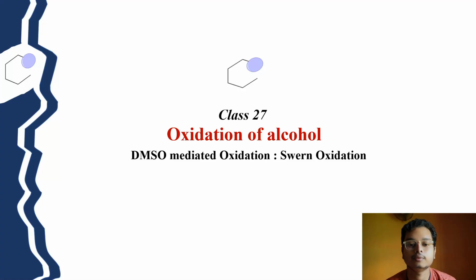So hello everyone, welcome back to another lecture of our Reagent Chemistry lecture series, and this is class 27. In our previous discussion, we were talking about the different kinds of oxidation of alcohol. We completed the chromium-based oxidation as well as the manganese-mediated oxidation. In this class onwards, we start with the DMSO-mediated oxidation.